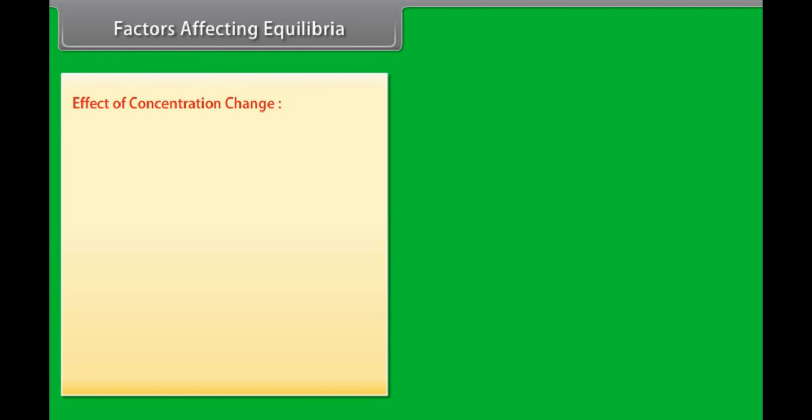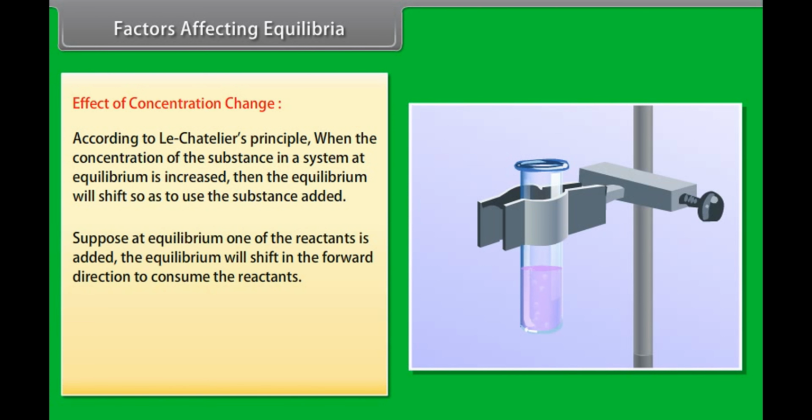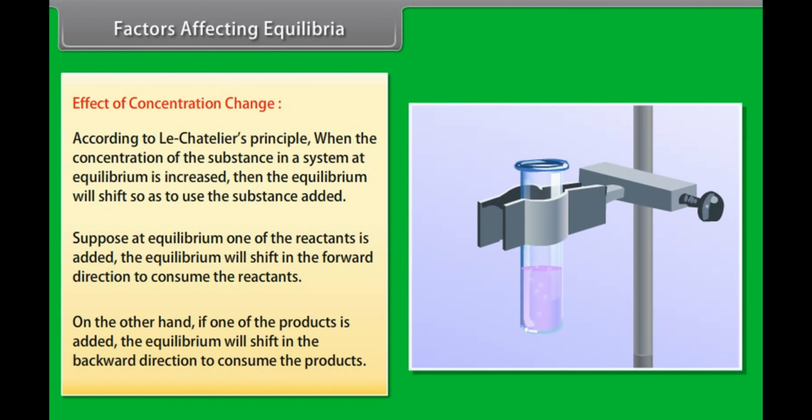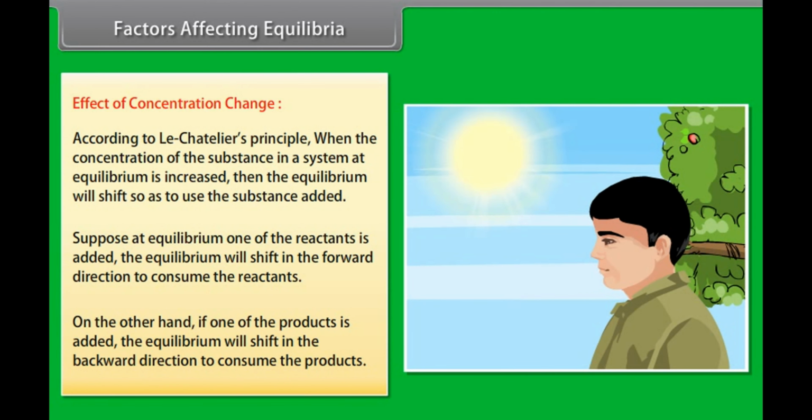Effect of concentration change. According to Le Chatelier's principle, when the concentration of a substance in a system at equilibrium is increased, the equilibrium will shift so as to use up the substance added. Suppose at equilibrium, one of the reactants is added. The equilibrium will shift in the forward direction to consume the reactants. On the other hand, if one of the products is added, the equilibrium will shift in the backward direction to consume the products. For example, on a humid day, we sweat more.